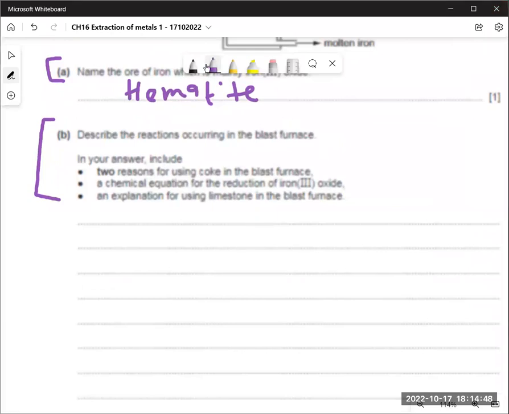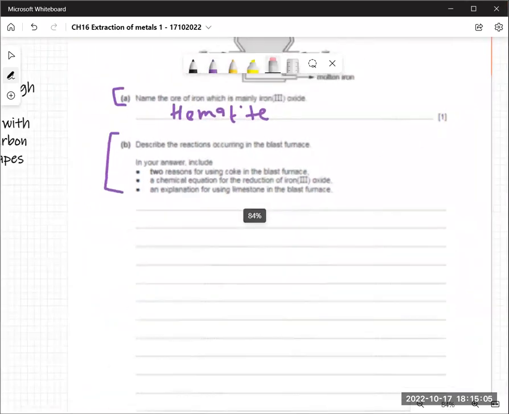B. Describe the reactions occurring in the blast furnace. In your answer, include 3 points: the reasons for using coke in the blast furnace, a chemical equation for the reduction of iron trioxide, and an explanation for using limestone in the blast furnace. Why do we use all of these things? That's what they're asking. Let's read the answer, just 1 second.